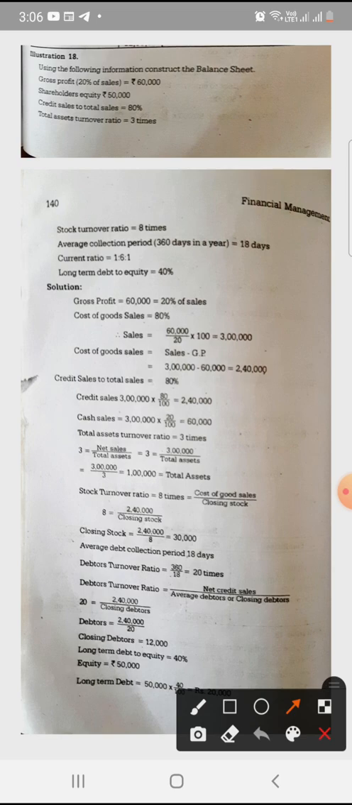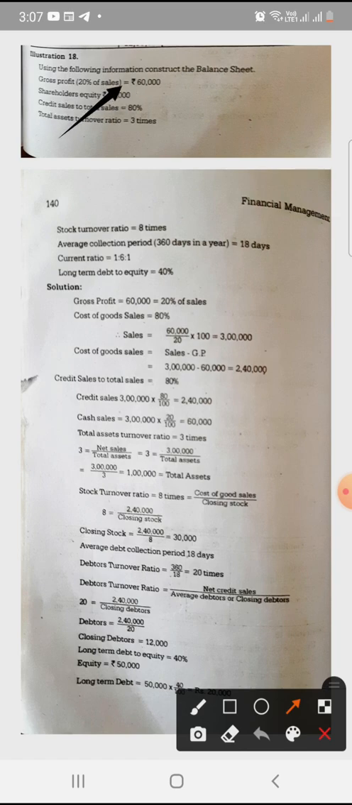See, the problem goes like this. The following information is given: gross profit 20% on sales, shareholders equity 50,000, credit sales to total sales 80%, total asset turnover ratio 3 times, stock turnover ratio 8 times, average collection period 18 days (360 days in a year), current ratio 1.6 is to 1, long term debt to equity 40%. Now, first one by one we have to see the information, use the formula and find out the missing value. The first thing is gross profit is given, 20%.